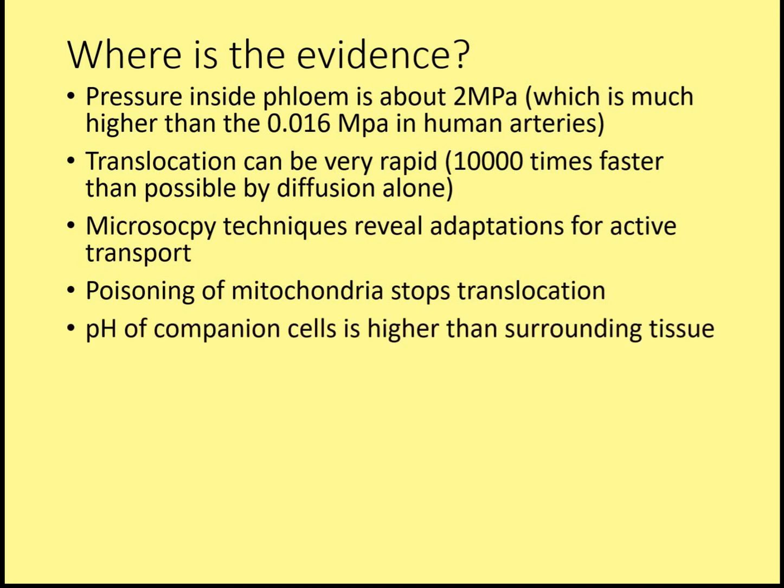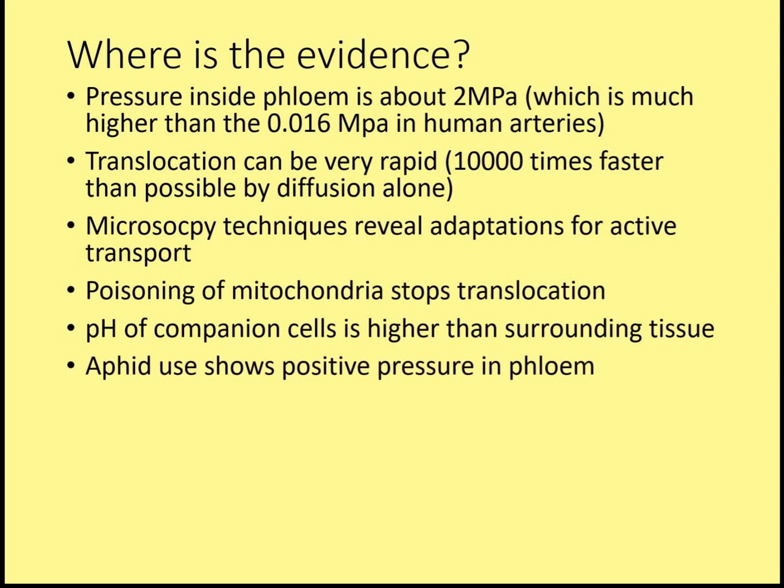And they've measured the pH of the companion cells and found that it's higher than the surrounding tissue, which is what you'd expect if you were removing protons, because pH, if you remember, is a measure of concentration of protons, and the lower the pH, the higher the concentration of protons. So a high pH means fewer protons inside the companion cell.